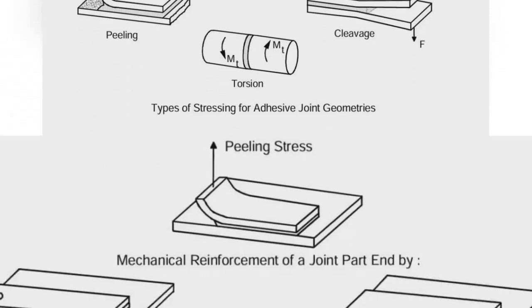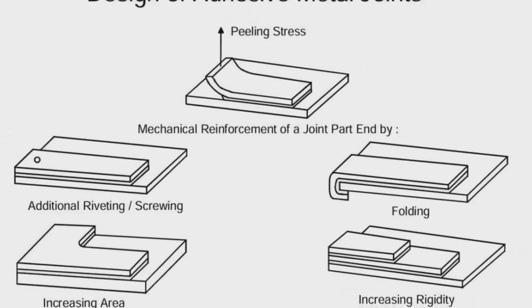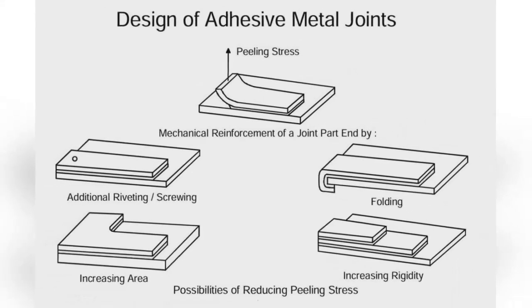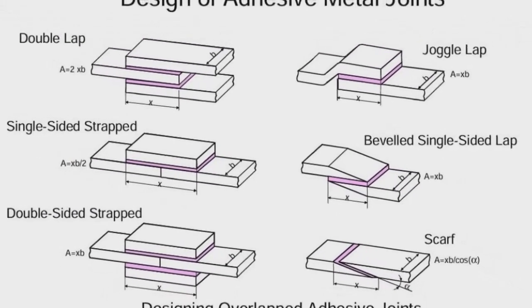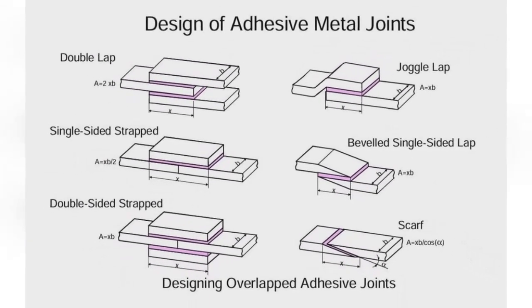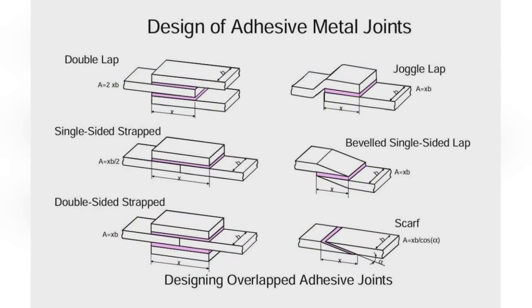Design types which avoid peeling stresses in adhesive joints of metals are illustrated in this figure. The figure illustrates further possible designs for constructing overlapping adhesive joints. Scarf joints are most suitable for tensile shear loading since the load distribution is favorable. These joints can, however, be used only for large joint part thicknesses and are complicated to manufacture.